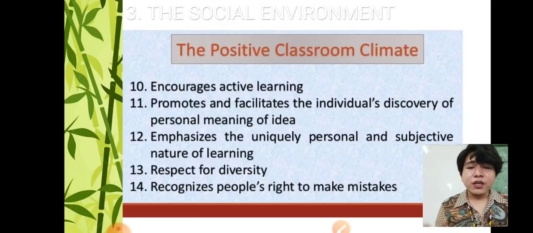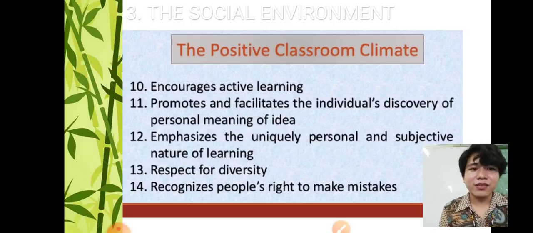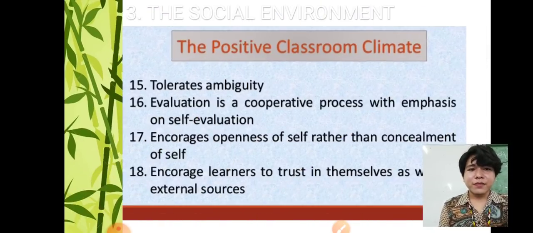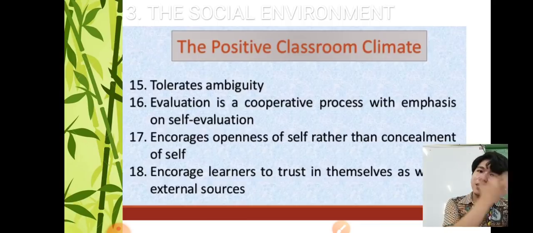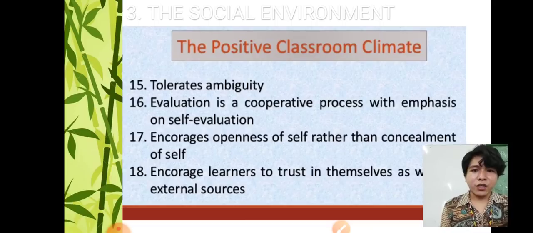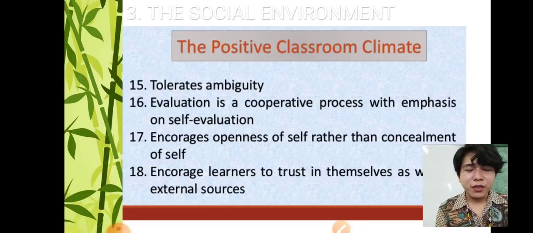But as long as you know how to make it right, the next time around that you will encounter it, you could be able to know how to do it the right way. And of course, tolerates ambiguity. When we say ambiguity, there is what? Lack of clearness or kalibog. So therefore, we need to know how to address the kalibog.